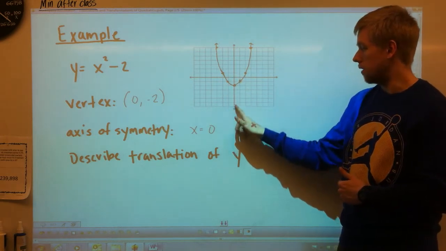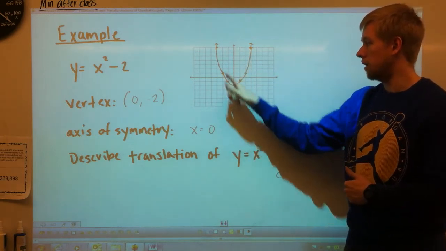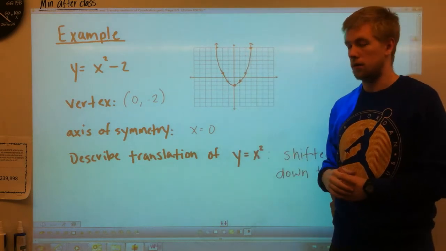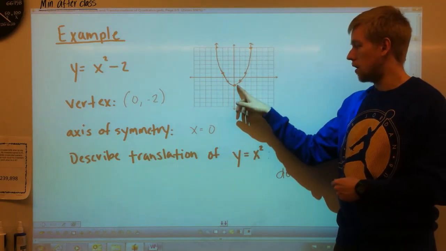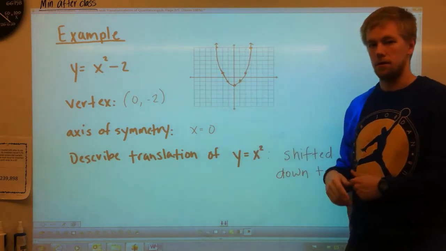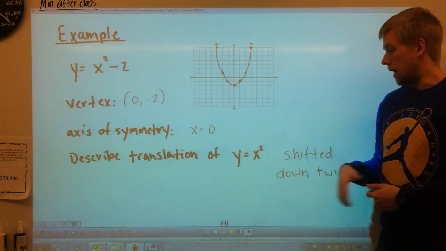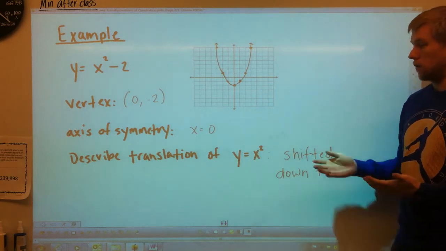As you can see, there is a line of symmetry going down the middle of this U, smiley face. That is your axis of symmetry. Okay, so when x is equal to 0, it is on the y-axis. That's just another reminder. Describe the translation of the y equals x squared. Again, we've already talked about this.